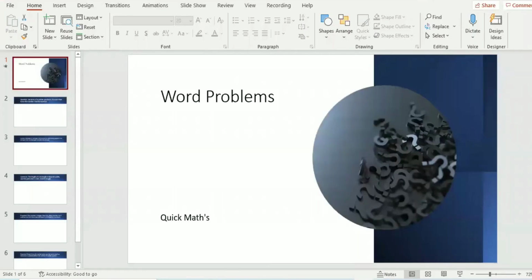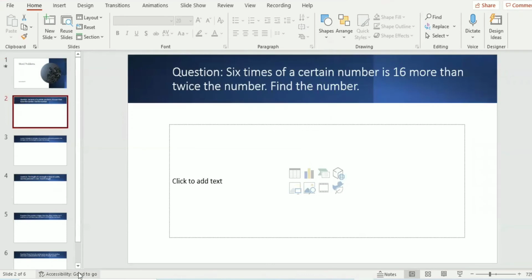Hello everyone, in this video we will continue our lessons of solving word problems. So the first word problem we are going to solve in this video is: 6 times a certain number is 16 more than twice the number, and we have to find the number.